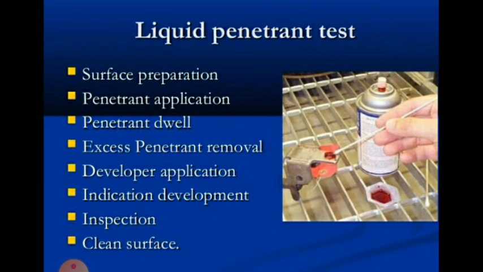Now these are the steps in the liquid penetrant test. First, surface preparation: the surface to be examined is prepared. Then penetrant application: the dye material or penetrant is applied on the surface to be checked or inspected. Penetrant dwell. Then excess penetrant removal: after applying the penetrant, the excess penetrant is removed. Developer application, indication development, inspection and clean surface.